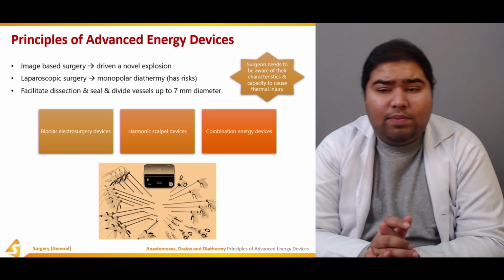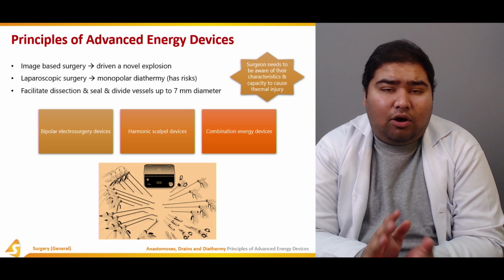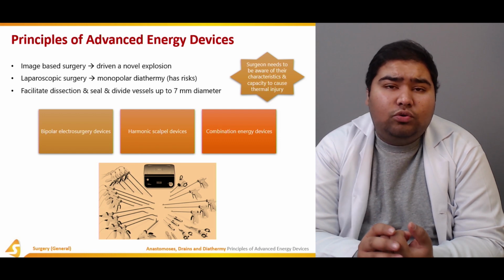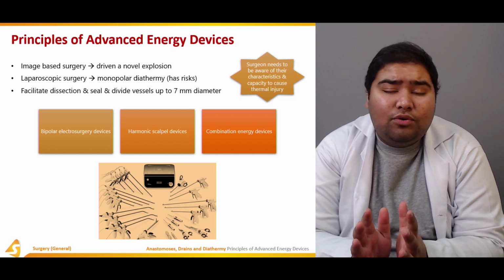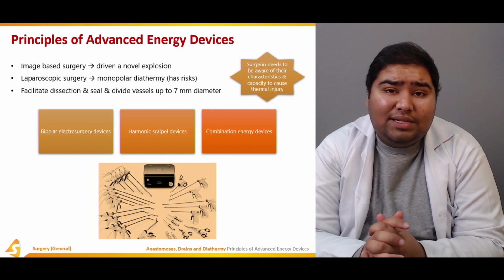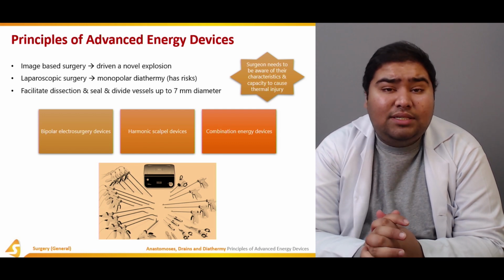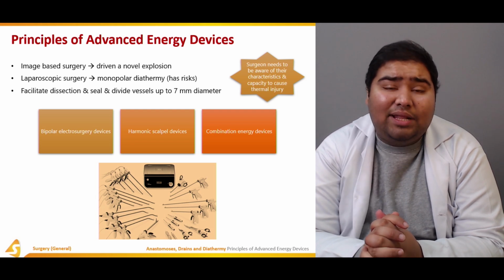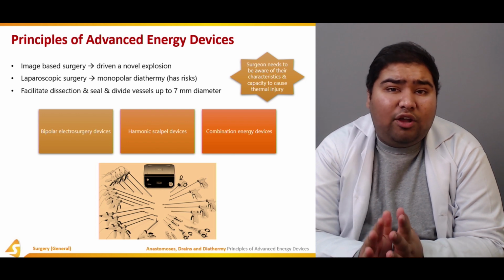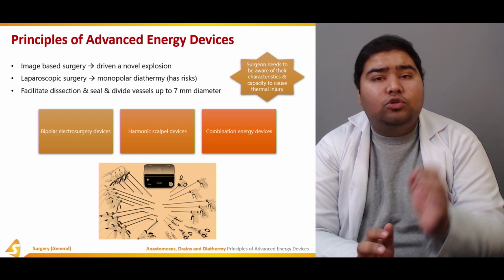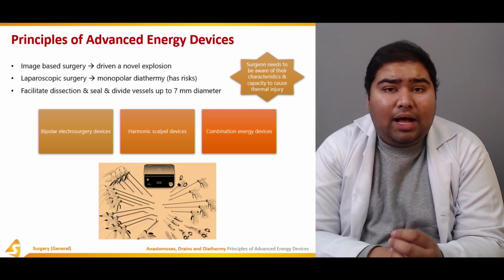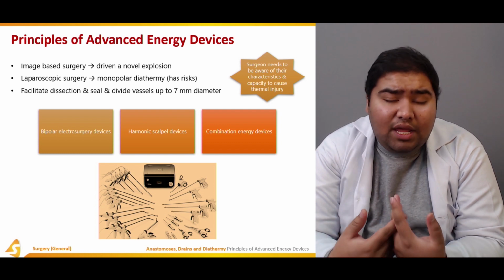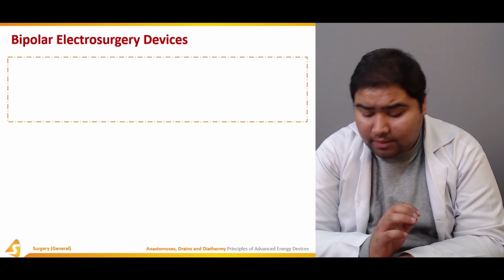Now the surgeon needs to be aware of the characteristics of these devices, and the surgeon should have the capacity to understand what is going on with these devices. The surgeon should also understand that these devices are somewhat harmful to the patient themselves, and they can cause various disasters when the surgeon is not aware of their disastrous consequences. So keeping a keen eye and keeping a high margin for error is very important in your surgical practice.